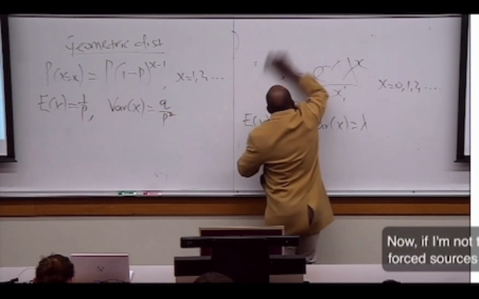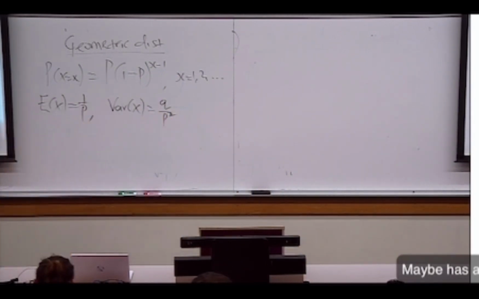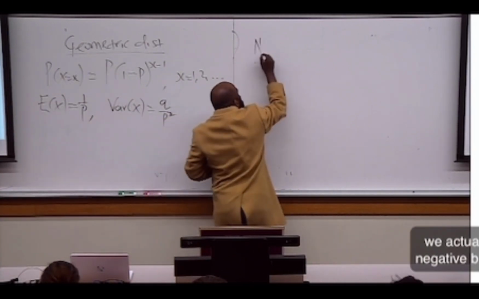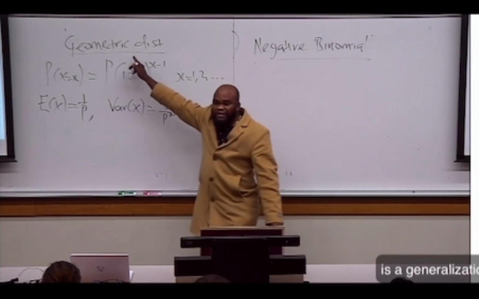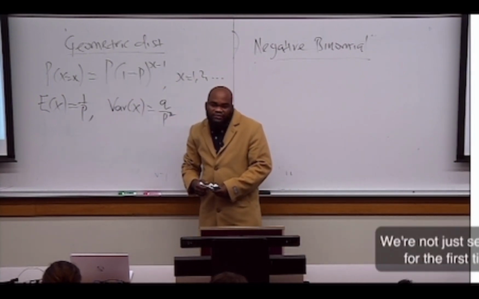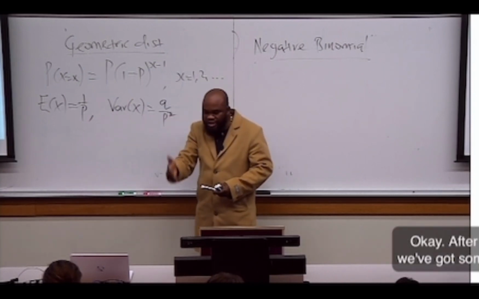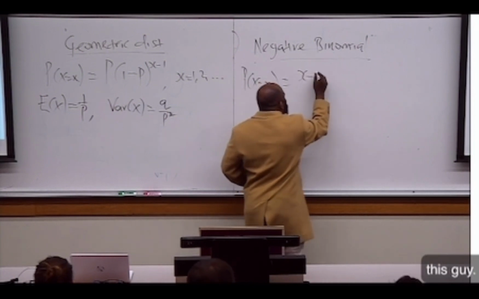Now, if I'm not talking about the first success, maybe I ask a question: no, I see yes now, another no, yes. This is a second yes. From the second yes, I'm going to have a generalization of geometric that we call negative binomial. The negative binomial is a generalization of this guy. We're not just waiting for success for the first time; we've seen success before. After success we got some failures, then later see success. Now the probability here is going to be this guy.